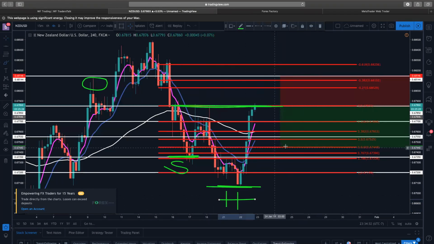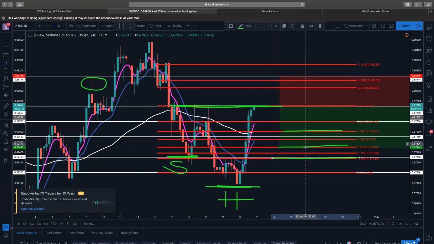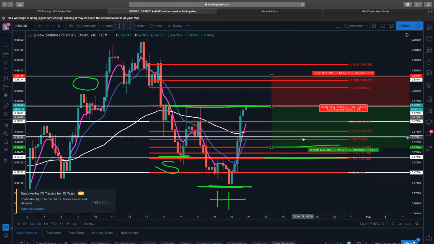See, anywhere around here, guys, our 382 could be a shoulder. Our 618 could be a shoulder. Our 786 could be a shoulder. So any one of these points could be shoulders. So there's multiple TPs that we could have on this trade itself, guys.